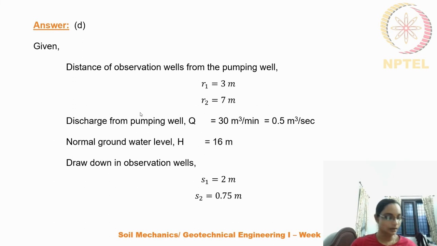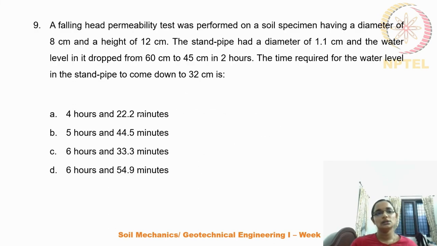Okay. All right. So in this question, we are given falling head permeability test, and we are already given that in the first case, the water has dropped from 60 to 45 centimeter in 2 hours. What will be the time required for the water level in the standpipe to come down to 32 centimeters? The question. Any answers?